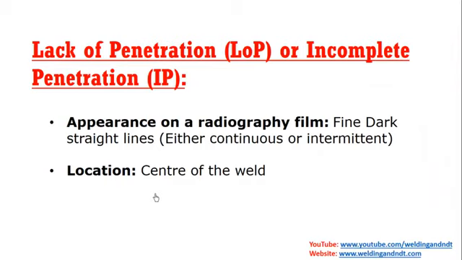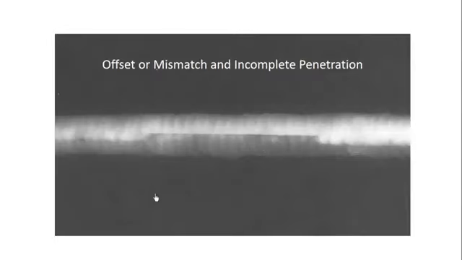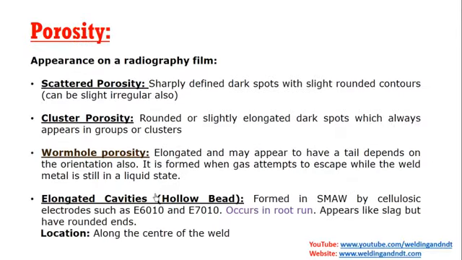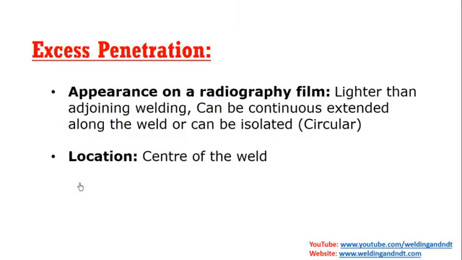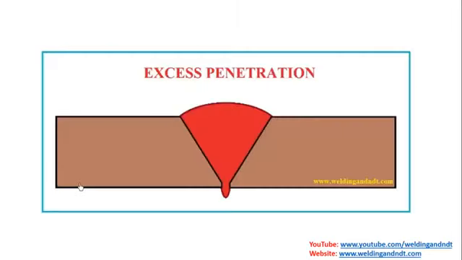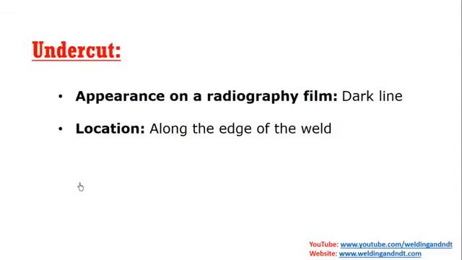In part 1 of this video, I had already explained lack of penetration, mismatch high-low, then lack of fusion, then porosity. I had explained the different types of porosity like scattered porosity, cluster porosity, wormhole porosity, elongated cavity. These are the porosities. This is hollow bead, this is wormholes. Then finally I had explained excess penetration in part 1 of this video.